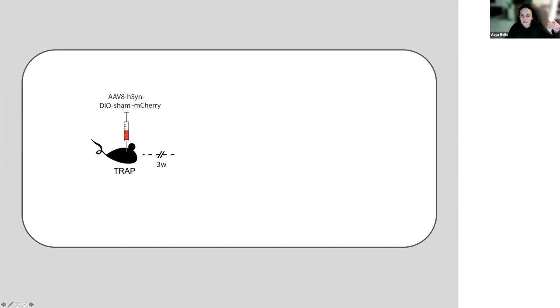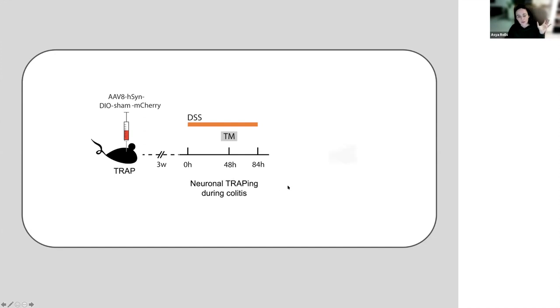We targeted the insula, so we can express a fluorescent reporter in neurons that are going to be trapped. Mice recovered completely. We gave them DSS to induce the inflammation, and then we injected tamoxifen at the peak of the inflammation to capture the neurons that were active during the inflammation.